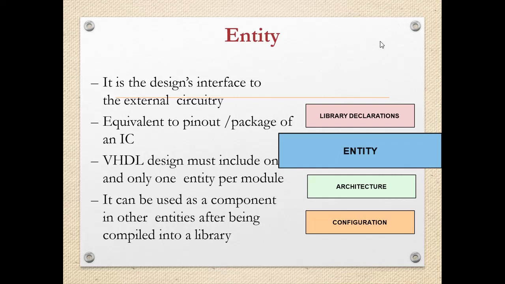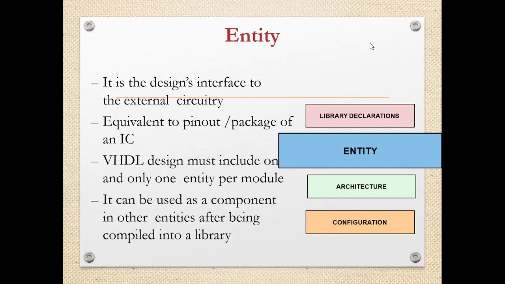A VHDL design must include one and only one entity per module. So for any VHDL code, there will be only a single entity where we have to declare all the input ports and output ports of the system. It can be used as a component in other entities after being compiled into the library. So if similar input output ports are to be used and called many times, we can write it as a component and compile it into the library so that we can call it in the other architectures.